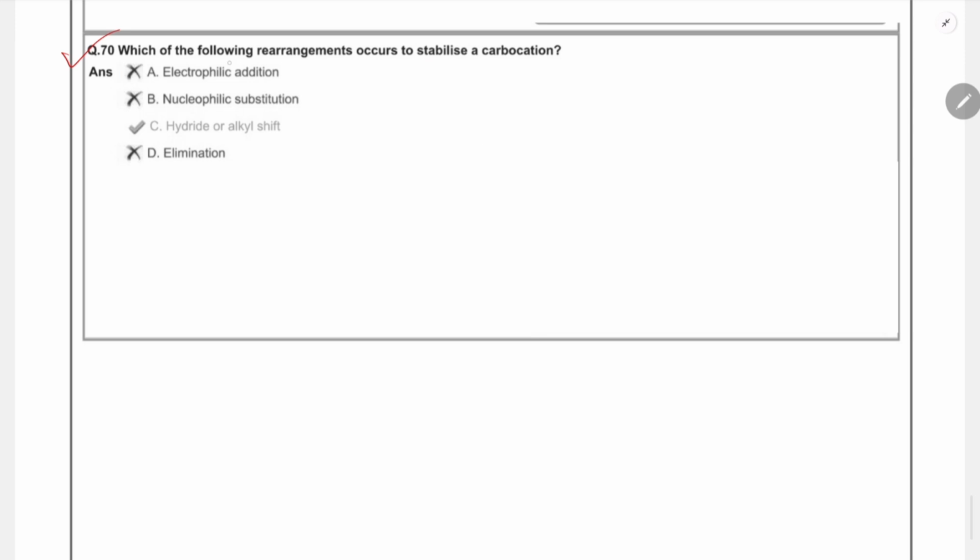The question number 70, which of the following rearrangements occurs to stabilize the carbocation? Electrophilic addition, no. Nucleophilic substitution, no. Hydride or alkyl shift, that is true.